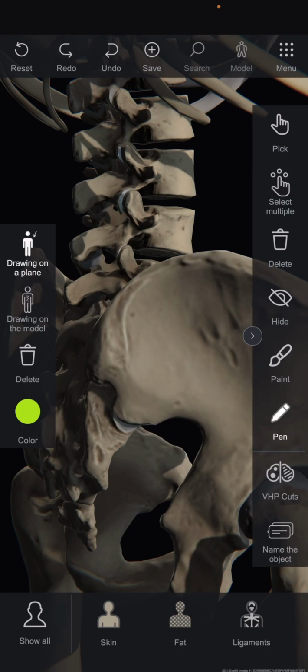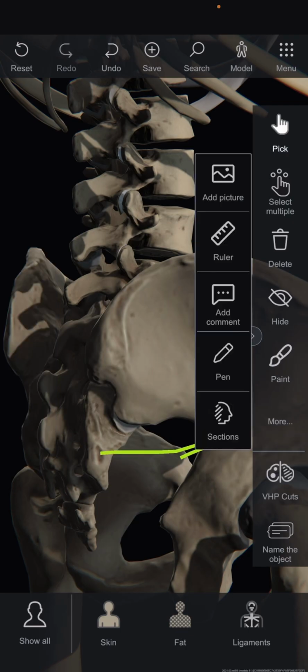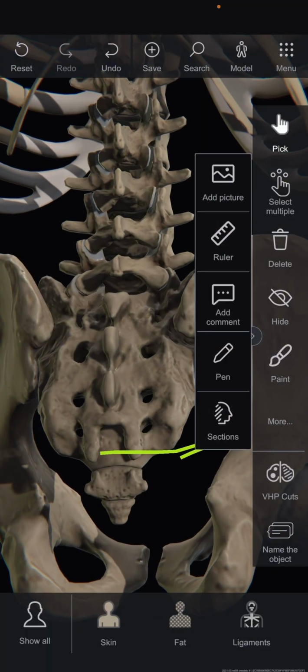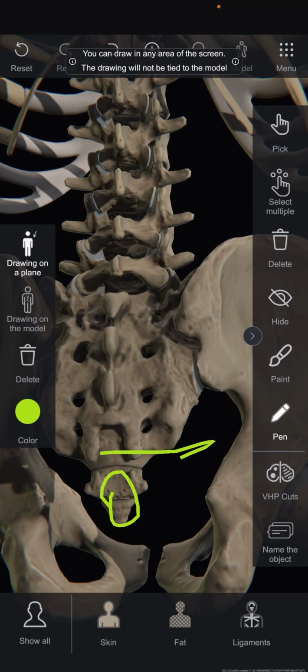Next, the last region we have is the coccyx, or tailbone. It also has 3 to 5 vertebrae that fuse with each other.